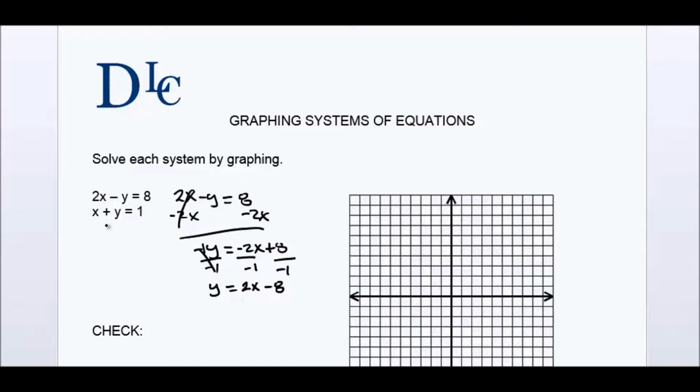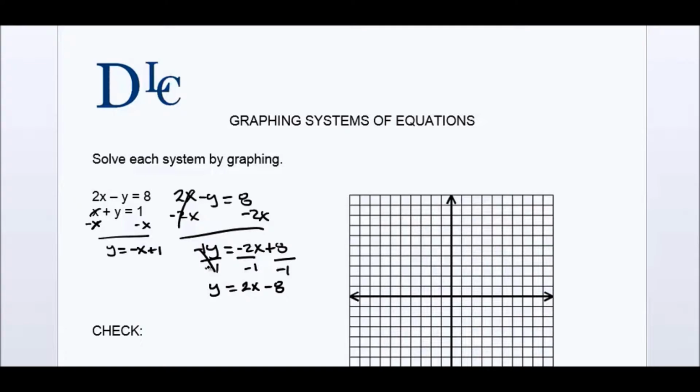Now let's solve the second equation for y so that we can have it in slope-intercept form. So I'm going to subtract x from both sides. That zeroes that out. So now I have y is equal to negative x plus 1. Okay, so here are my two equations in slope-intercept form. Let's graph. It doesn't matter which one we graph first. Let's go ahead and graph this one.